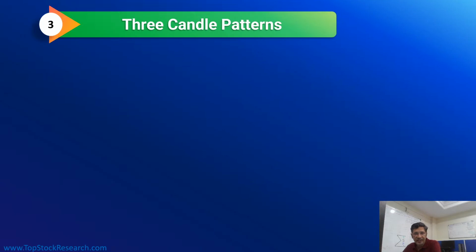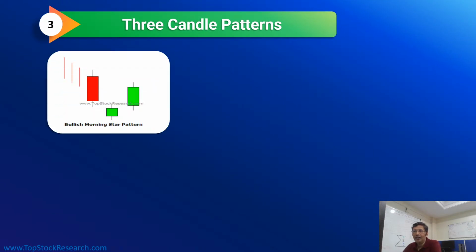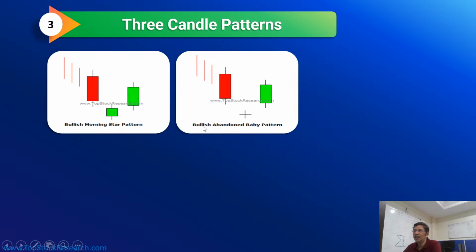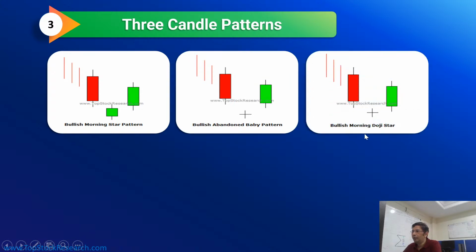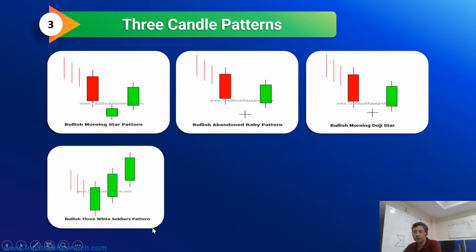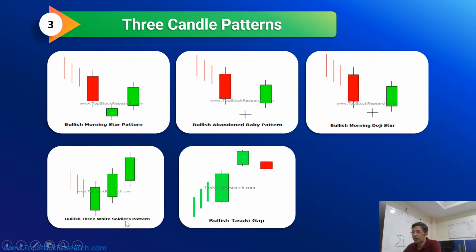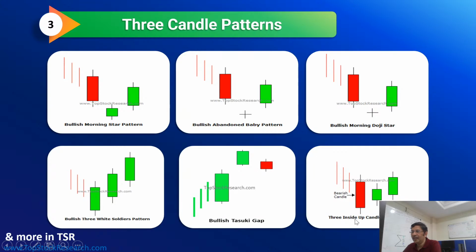Third is the three candle pattern. The three candle pattern adds a little more complexity. Basically you have three candles set up. Examples are morning star, abandoned baby bullish, morning doji star, white candles, three white soldiers, bullish Tasuki gap, and three inside up.